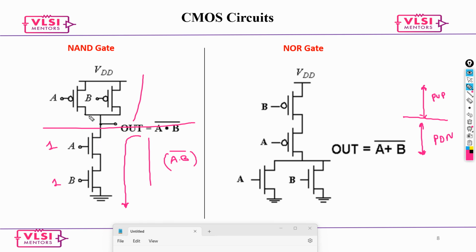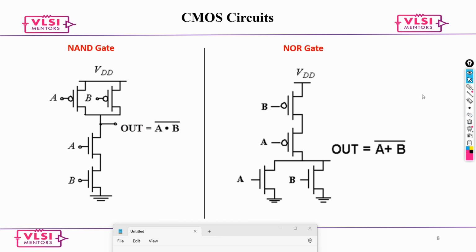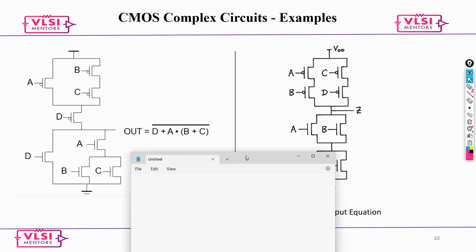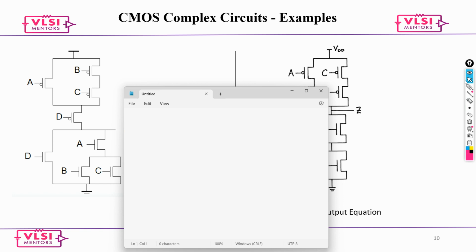Now the pull-up would become exactly the opposite. Here A and B are in series in the pull down, so they become parallel. Anything that is in parallel here becomes series. This is the trick I wanted you to know. Since you know this trick now, let's go and solve this particular one.